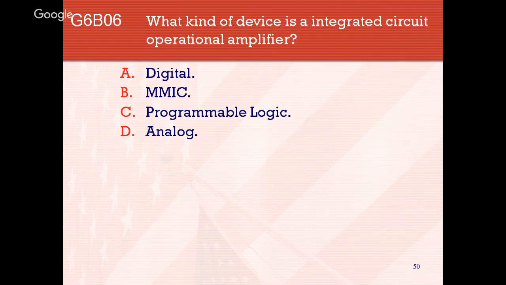What kind of device is an integrated circuit operational amplifier? Your choices there are digital, MMIC, programmable, and analog. Think about that op amp. We're not talking about something that's in the microwave region, we're not talking about programmable logic, and we're not even talking about digital. D, analog. It's the kind of device it is. Your integrated circuit op amp is just a simple analog device.